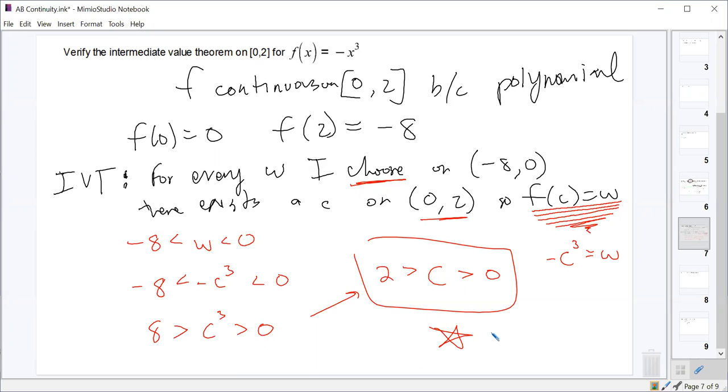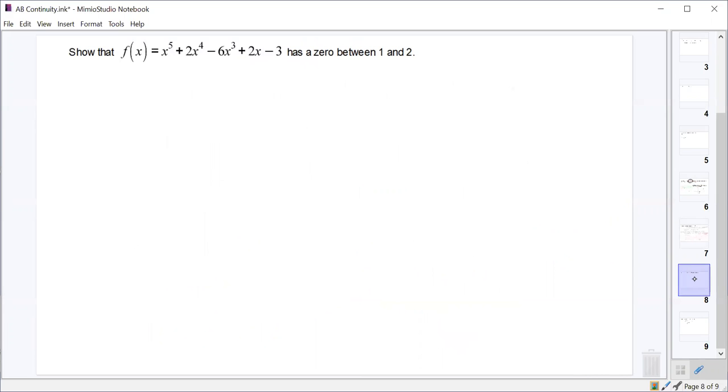Yep. Cool. I will ask you to do that once or twice on a homework assignment, but that's about it. It's not too bad. All right. Let's use the intermediate value theorem to do something even easier, to show that this function f of x has a 0 between 1 and 2.